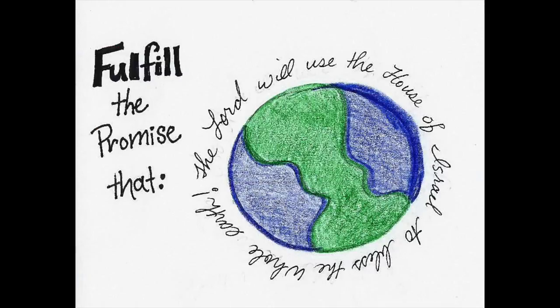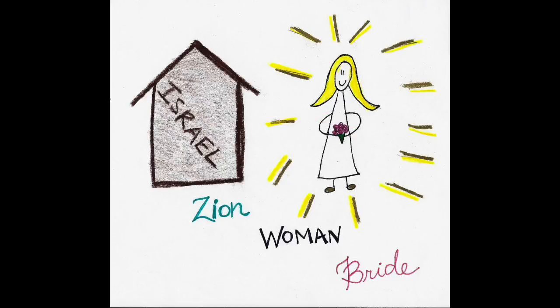And according to the scriptures, this is when He will fulfill His promise that the Lord will use the house of Israel to bless the whole earth. And the house of Israel, according to the scriptures, will put on her beautiful garments, her strength. She will become the symbolic bride to the bridegroom who is coming for the great millennial day. It's a really beautiful story.